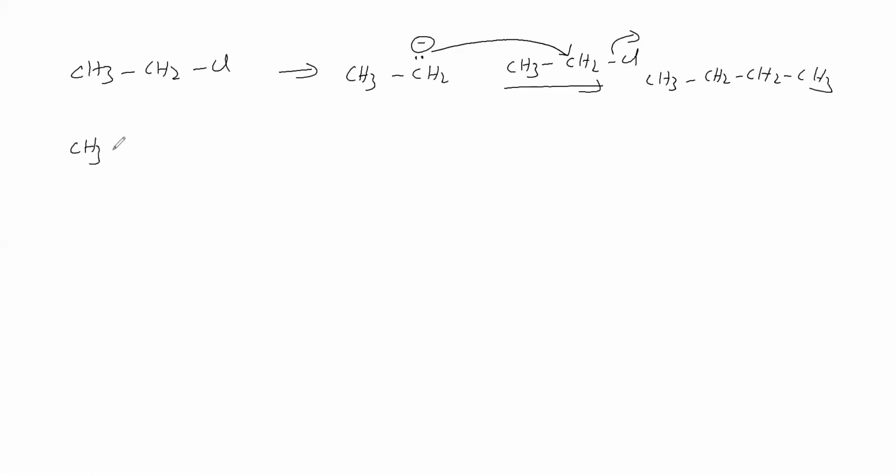Suppose we are taking isopropyl chloride. Woods reaction means we add sodium and dry ether. Now the carbon carrying chlorine will become a carbanion, and it will react with another alkyl halide.